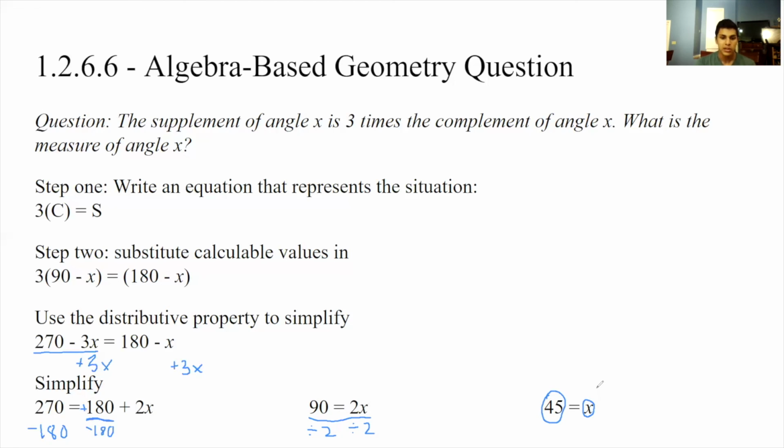And that's how you use algebra in these algebra-based geometry questions to find the value that you're looking for. So we started with the word question, and what you should always do is write an equation that represents the situation, put calculable values in, or the value that you're trying to find, or the variable in this case, which is x, and then use algebra just to simplify the equation down, so you get something like this, x equals 45.